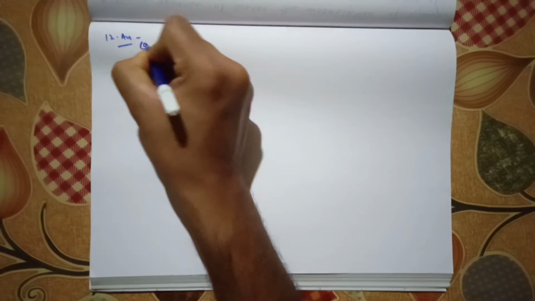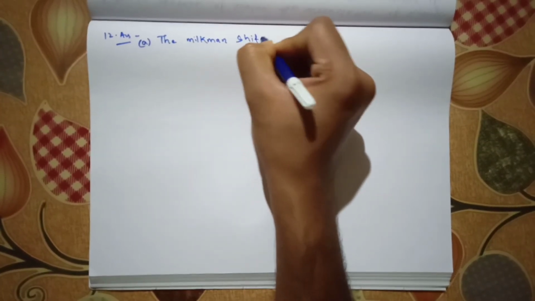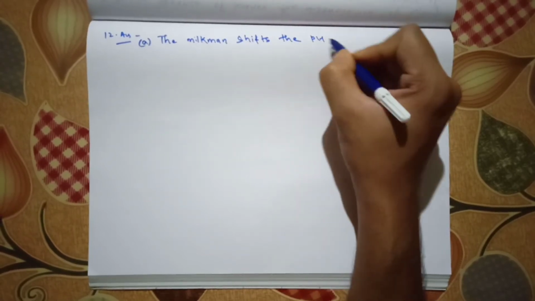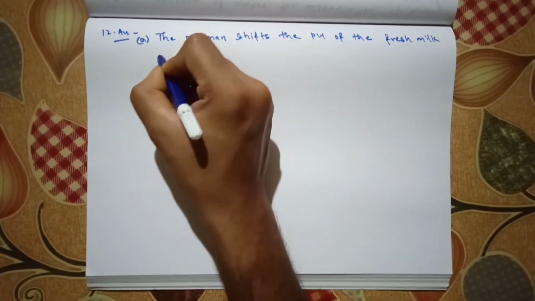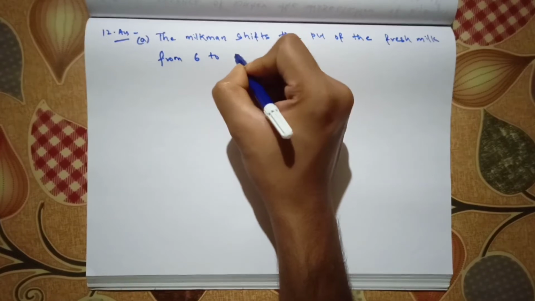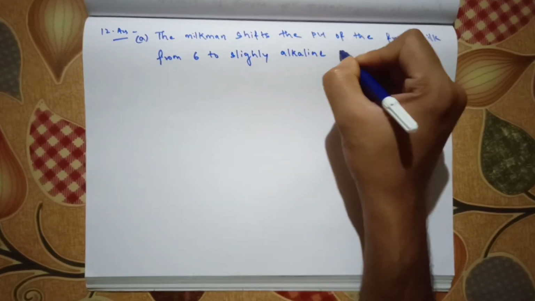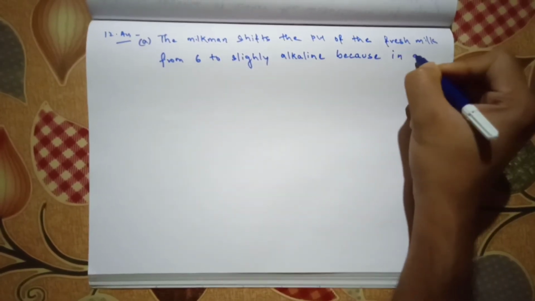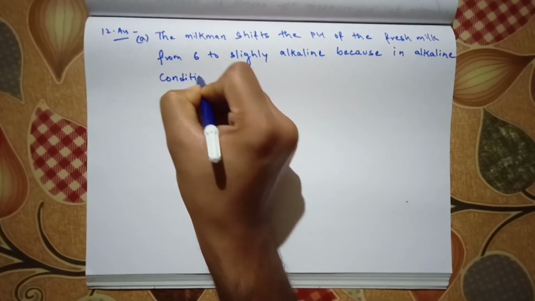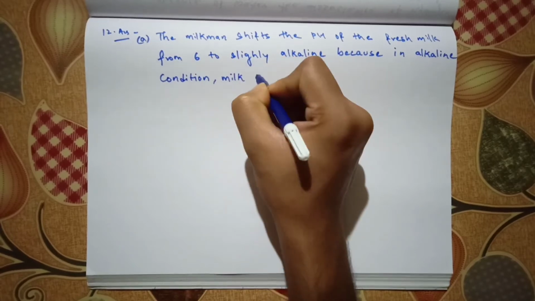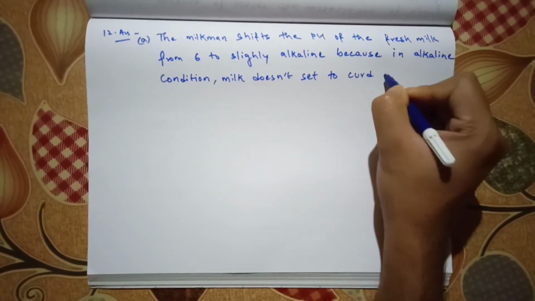So the answer will be: the milkman shifts the pH of the fresh milk from 6 to slightly alkaline because in alkaline condition the milk does not set to curd easily.